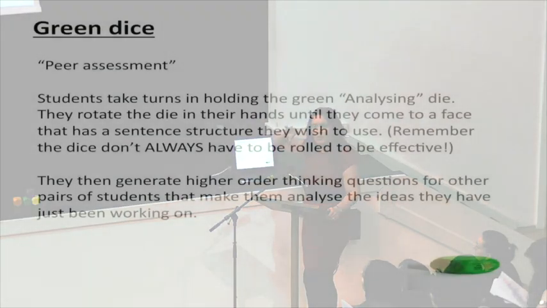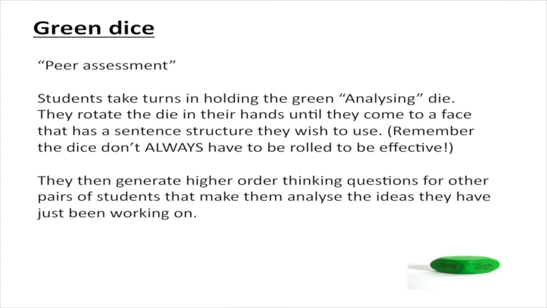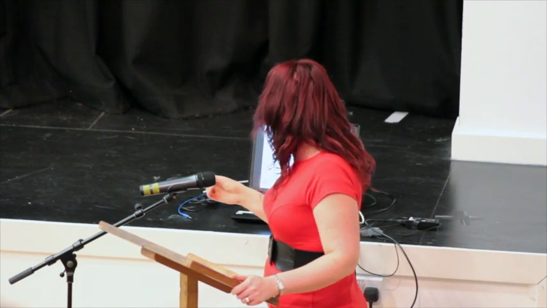I've got six tables in my room and I've got the six dice, and what I do is I put one on each table. They get 5 minutes per table, and then they move them around clockwise so that every table's getting the go at each different dice, and they've got to think of the question for themselves.